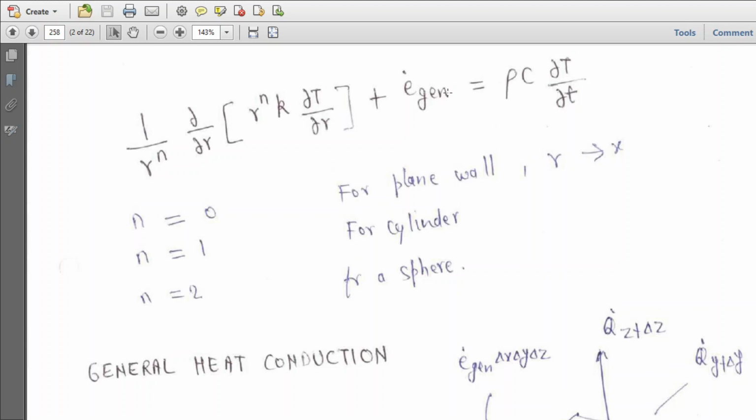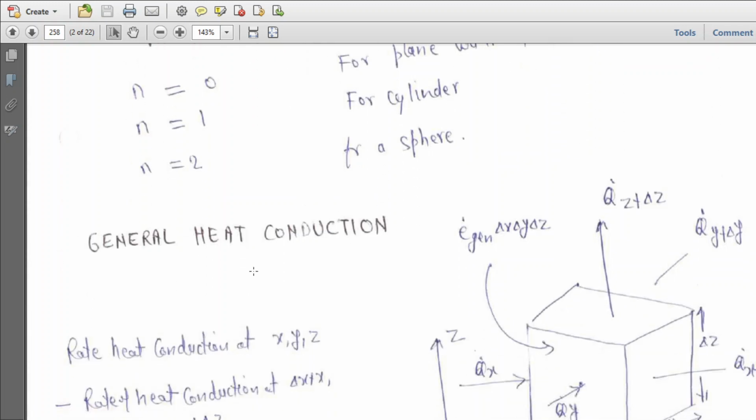In general we have this equation. This is the governing equation in one dimension for any geometry. If you want to write it for a plane wall, just change r equal to x, n equal to 0. For a cylinder you can write n equal to 1. For a sphere you can write n equal to 2. So let's do the derivation one by one.